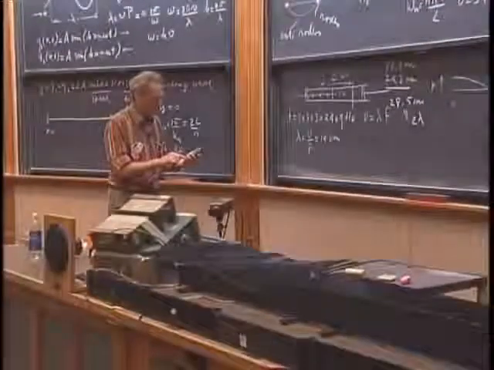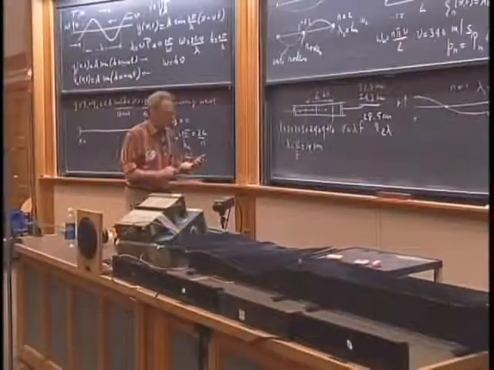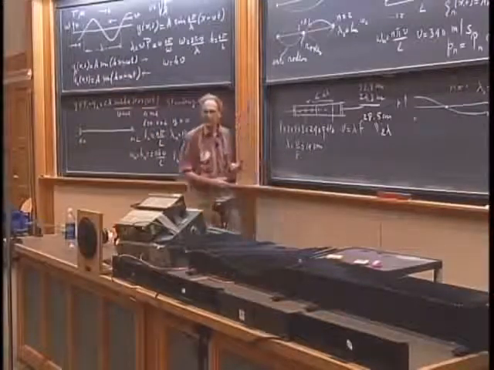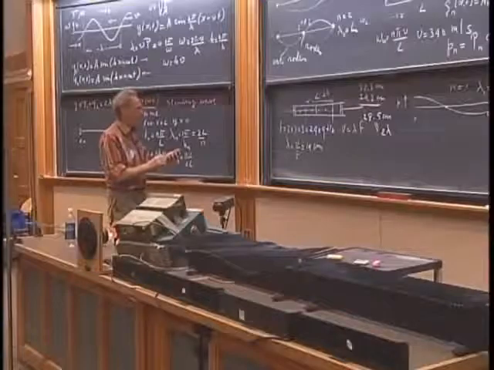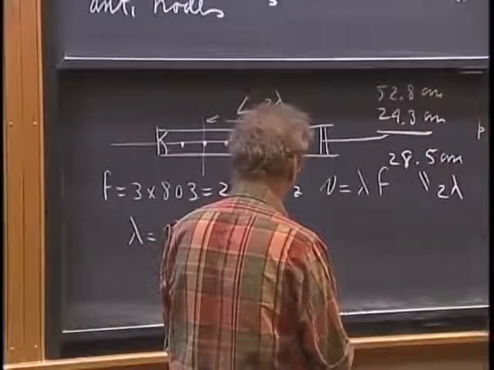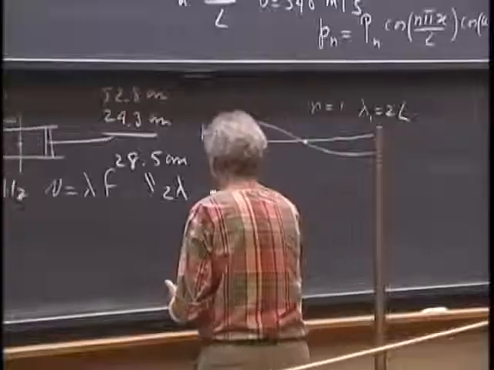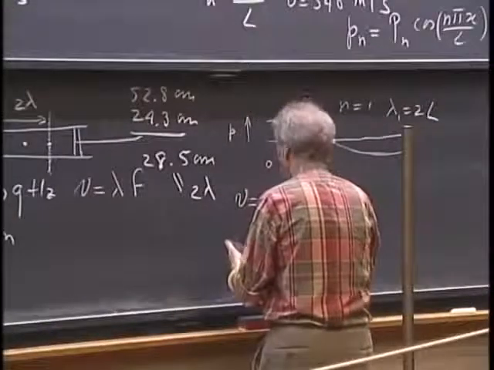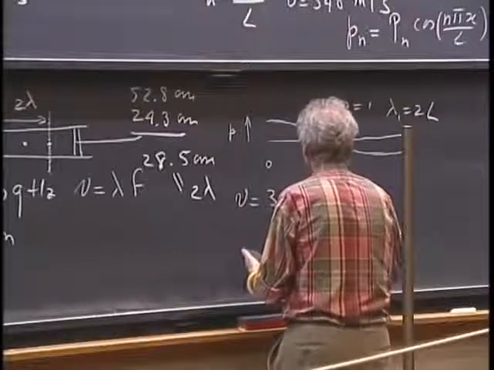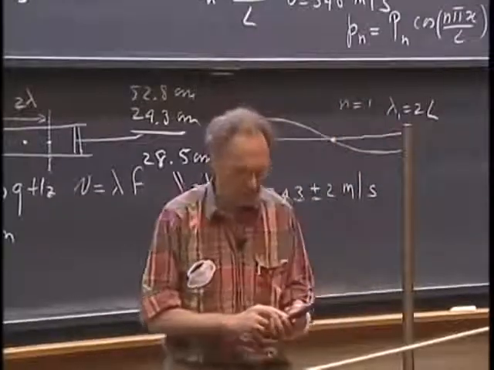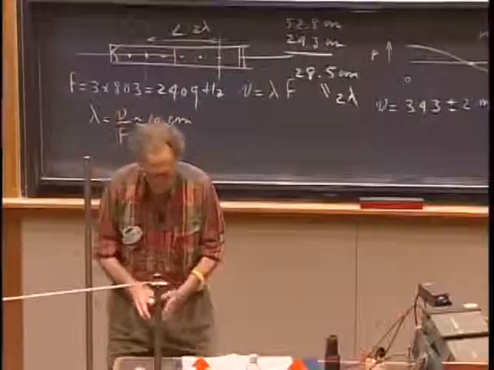So I can now calculate what the velocity of sound is. That is 28.5. I divide that by 2. That gives me 14.25 centimeters. This was just a rough number that I gave you. And now I multiply that by the frequency 2409. And then I find 343. So v is 343, I would say, plus or minus maybe 2 meters per second. So we've measured the speed of sound to a high degree of accuracy.